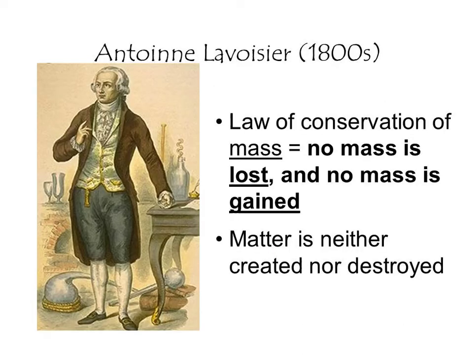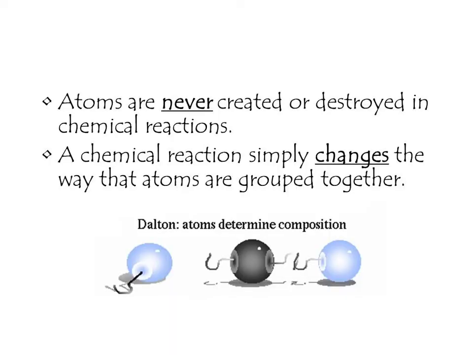All right, let's go back to the 1800s with Antoine Lavoisier, and Antoine Lavoisier came up with the law of conservation of mass, where no mass is lost nor gained, and matter is neither created nor destroyed. He postulated that you could never create an atom or destroy it in a chemical reaction. All you're really doing is rearranging the way the atoms are grouped, and that's how we believe it. We see it today in chemical reactions.